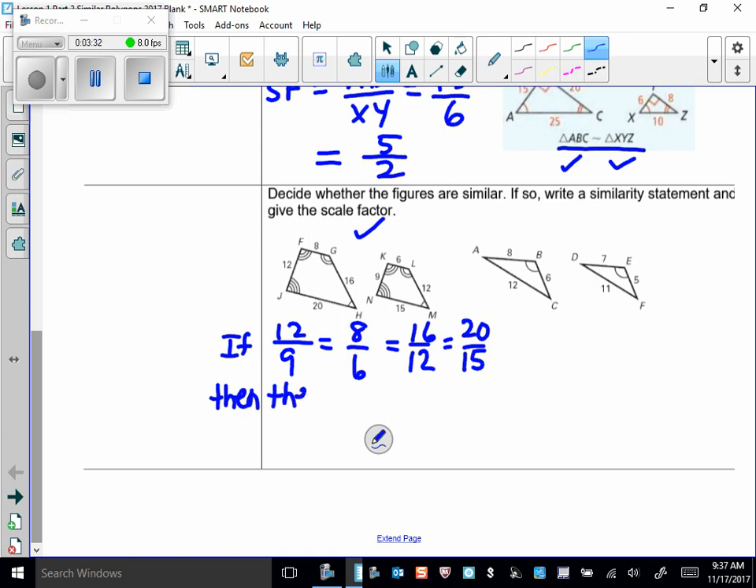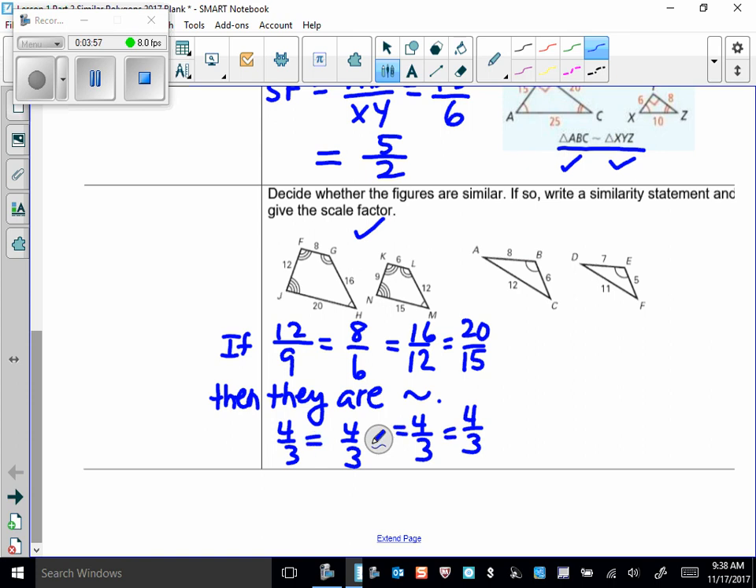So I just want to simplify each one of those. 12/9 would be 4/3. 8/6 would be 4/3. 16/12 would be 4/3. And 20/15 would be 4/3. So yes, all of those are equal.